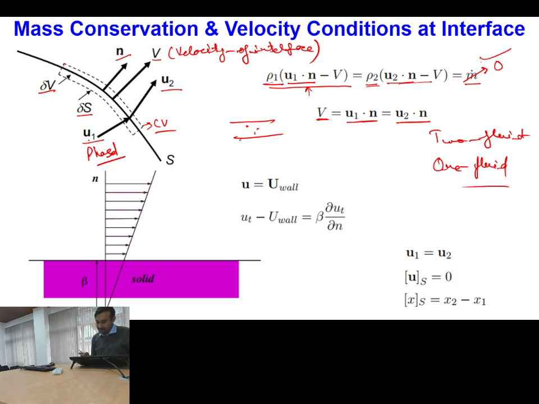So that is what we say, that u1 is equal to u2, or for any property in general we can say that [x]s is equal to 0, where x is any property, and [x]s represents nothing but x2 minus x1 is equal to 0. Point is clear?